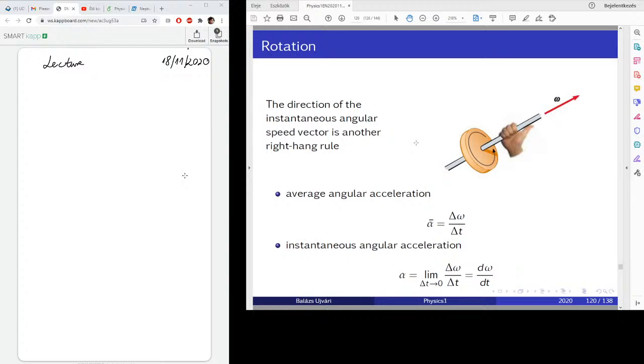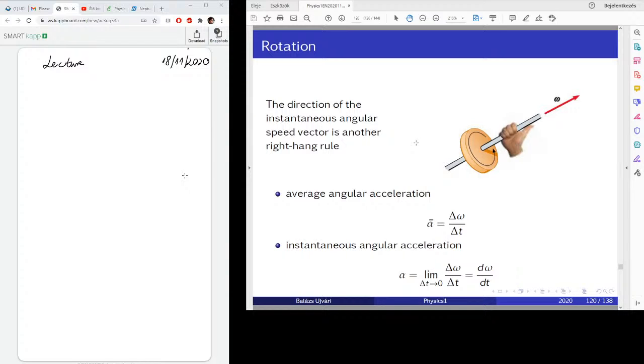So omega is a vector. Just look at this picture. This is another right-hand rule, like the right-hand rule for the coordinate system. If the rotation points like in this example, with your finger you can show the direction of the omega.